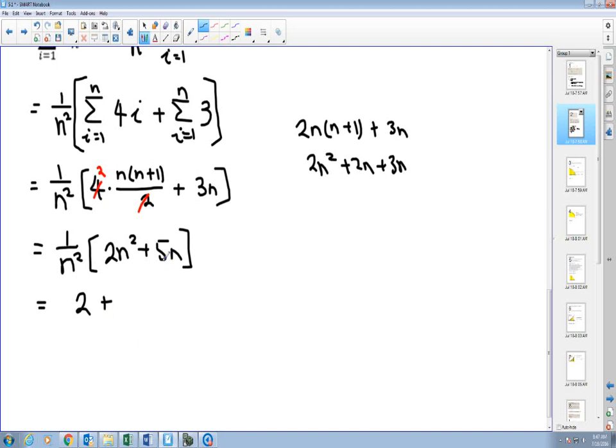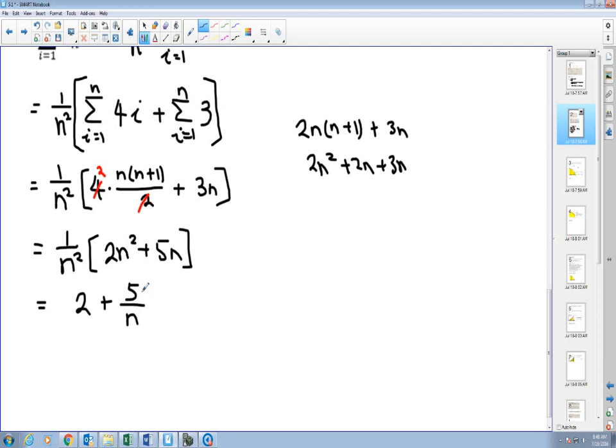Plus, okay, the n on top and this n squared in the bottom. One of them canceled out, so they leave me with an n in the bottom. My 5 stays on top. Okay, so this will be my simplified expression: 2 plus 5 over n.